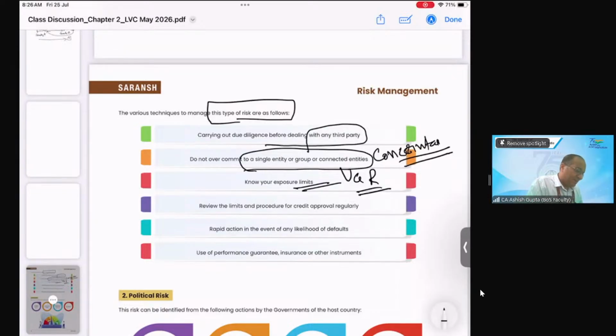Okay, review the limits and the credit approval procedure regularly. We have to check whether these limits are being crossed or not. And we have to see the procedure: are they crossing this limit? Because sometimes, due to changes in the procedure or changes in the market, our old procedure becomes outdated. So this has to be kept in mind, because we have to keep up with the dynamism.